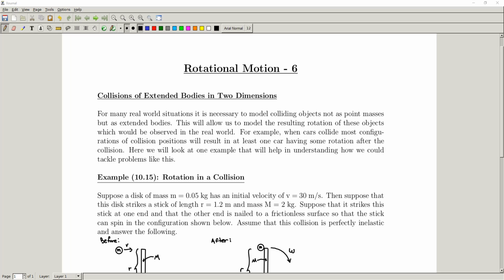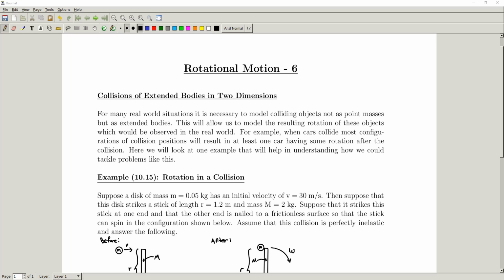Okay, this is going to be our sixth and final video on rotational motion. For this video, I'm just going to try and bring some of these ideas together. Most of the video is going to consist of doing one example here. We could do a bunch more examples, but we're just not going to have time, unfortunately, to do too many more. So let's get right into it here.